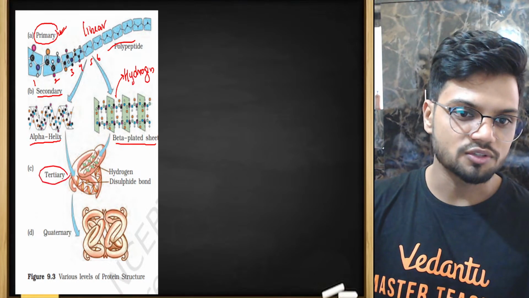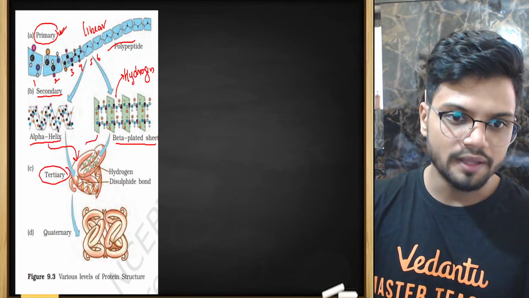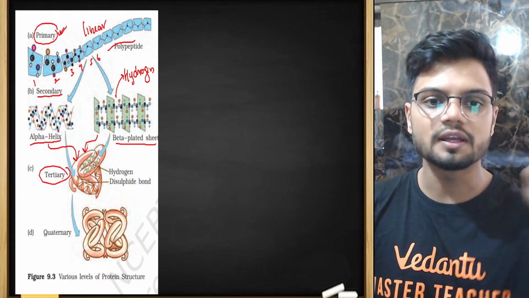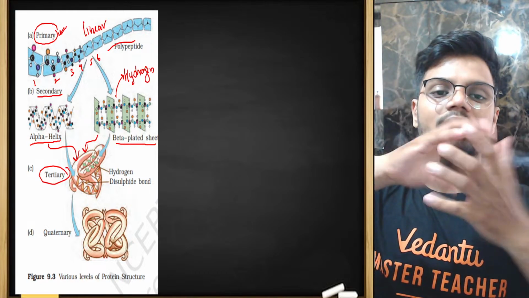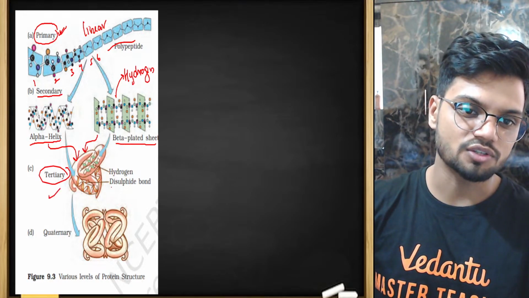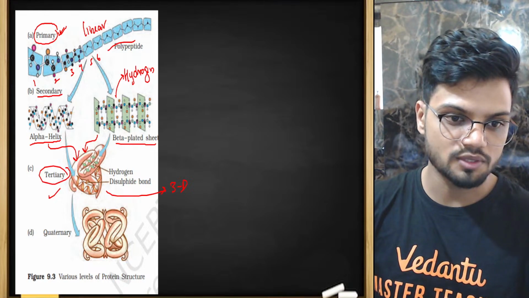Now what is tertiary structure? Very simple again. You take the alpha helix, you take the beta pleated sheet and nicely make a woolen ball like structure. That is called tertiary structure, and tertiary structure is always 3D. It is always three-dimensional in nature.